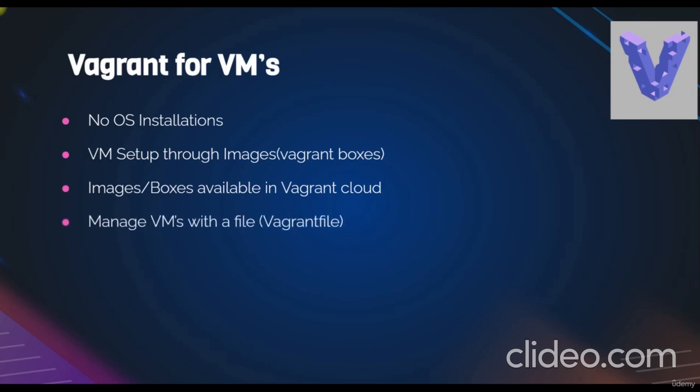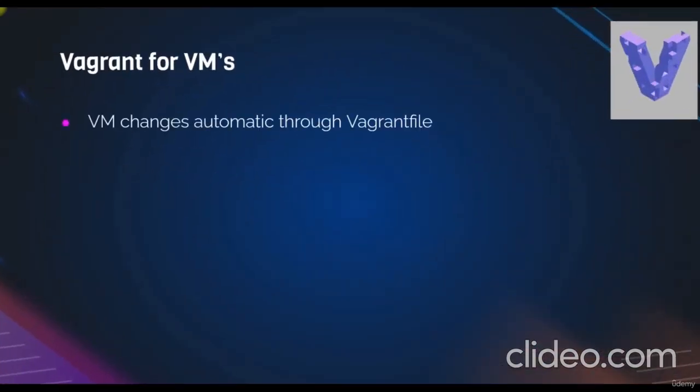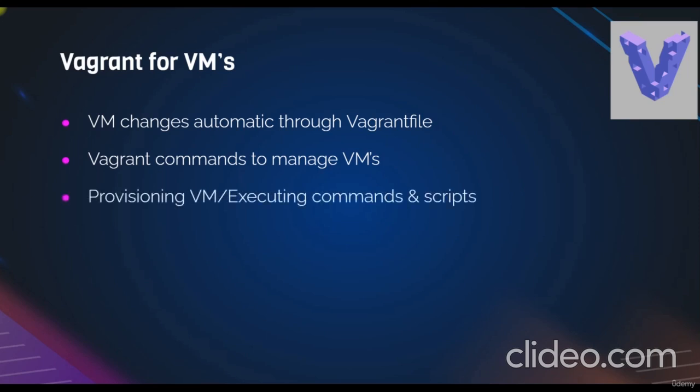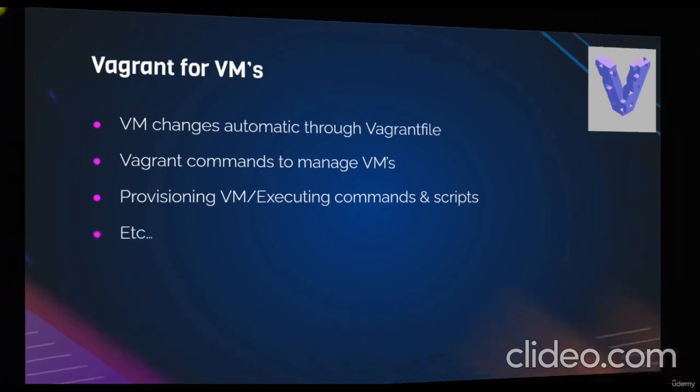Any configuration of the virtual machine, you're going to manage it through a file called a Vagrantfile, V capital. Any VM changes, if you want to change the RAM size, the disk, the CPU, you can do it through the Vagrantfile. And there are very easy to use Vagrant commands to manage a virtual machine. You can power on, power off, delete, create, make changes with simple Vagrant commands. You can also provision the virtual machine's operating system, like if you want to execute some commands or scripts when the VM comes up. You can do that through Vagrant and so many more things.